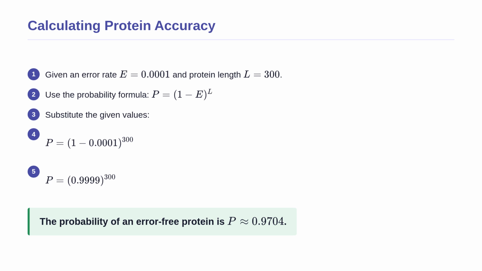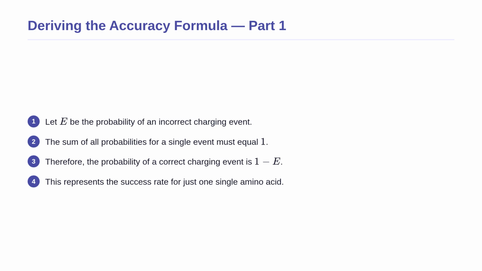We substitute these values into our formula. 1 minus 0.0001 gives us 0.9999. We then raise this to the power of 300. The final answer is approximately 0.9704. This means there is a 97% chance of producing a perfect protein. So we have successfully used the probability formula.